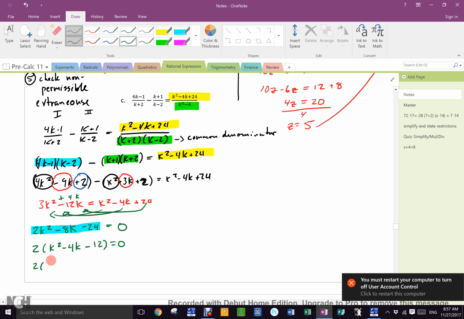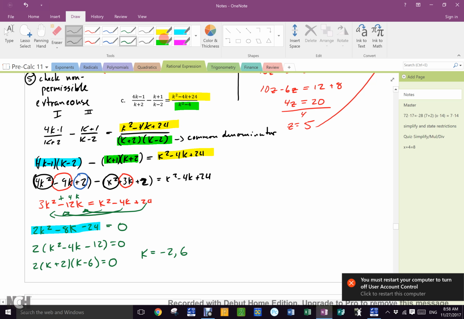We have factored that many times. K, what is it? K plus 2, K minus 6. So what then is K going to be? Negative 2 or positive 6. Now, are both of those allowed? Which one isn't allowed, Yoon? Negative 2. Why? Because our restriction right up here says no negative 2.